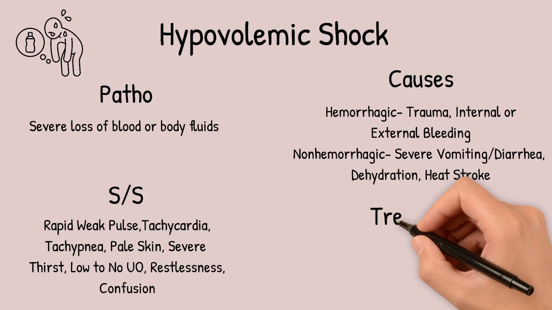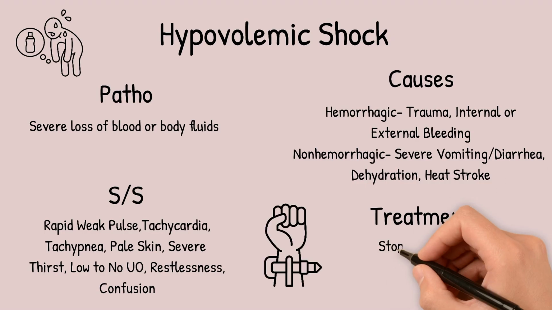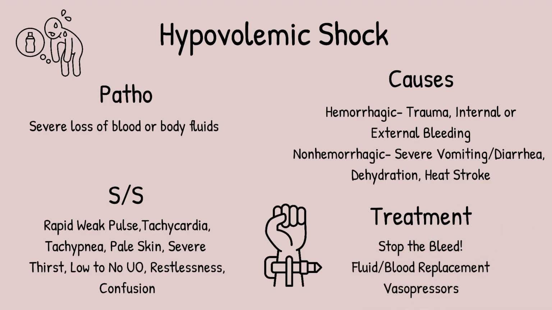How do we treat hypovolemic shock? Well, first off, if they're bleeding, we gotta stop the bleed. If they're having a heat stroke, take them out of the sun, move them into a cool place. Then we're going to replace the fluid or blood loss. Once we've replaced the fluid or blood loss, then we'll start vasopressors.